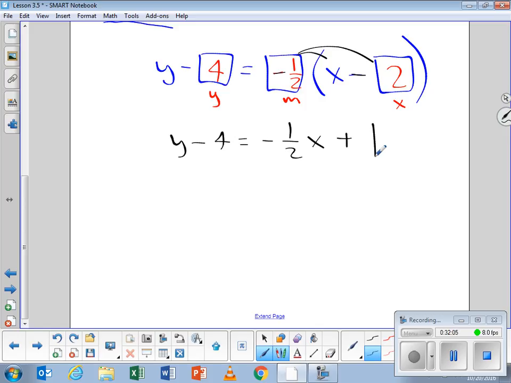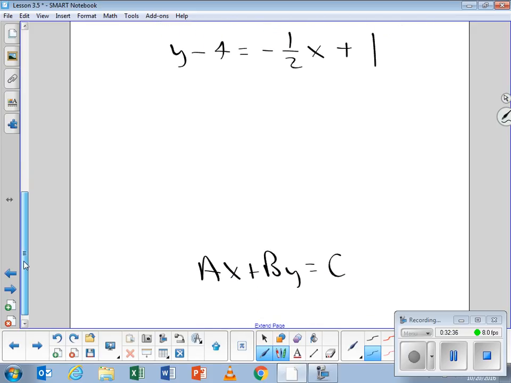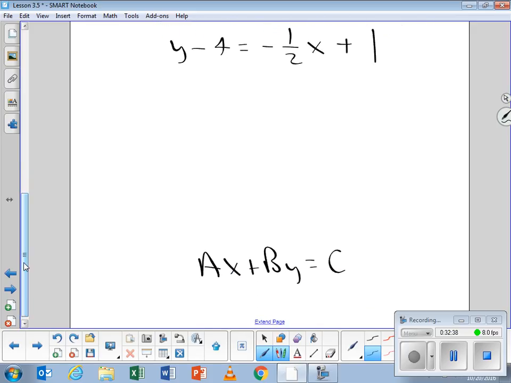Yeah, standard form. That's what we want. What was standard form? Go ahead, Aaron. AX plus BY equals C. This is what we're looking for. So I need my X's and my Y's on the left side and all my other numbers on the right side, right? So what do I need to do to that? What do I need to do to that to make it look like this?